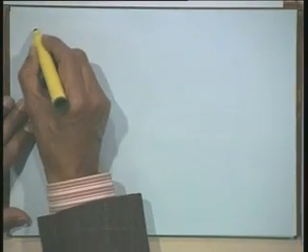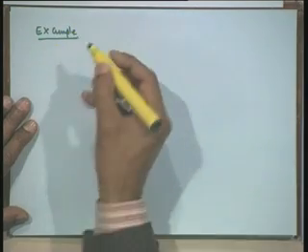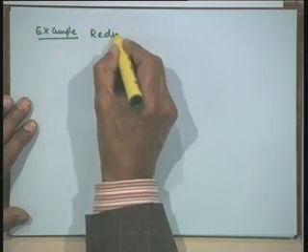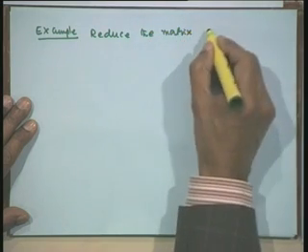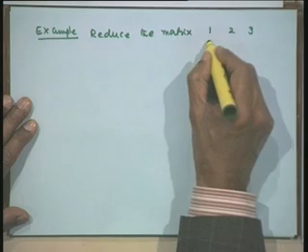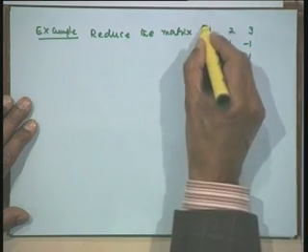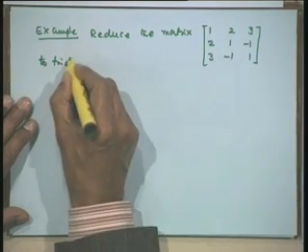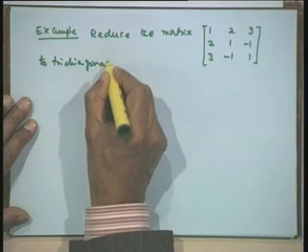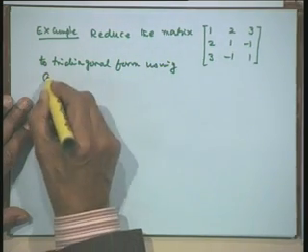Okay, let us first of all take an example on this one. Reduce the matrix 1 2 3, 2 1 minus 1, 3 minus 1 1 to tridiagonal form using Givens method.